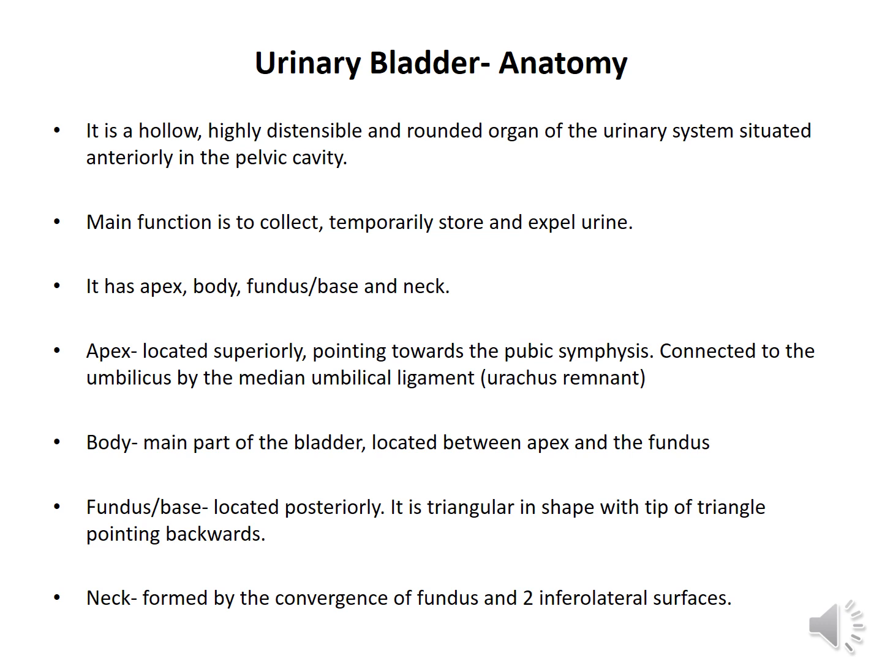It is connected to the umbilicus by median umbilical ligament, the remnant of which is called urachus, and it has body, which is the main part of the bladder. It is located between the apex and the fundus. The fundus is located posteriorly. It is triangular in shape with tip of the triangle pointing backwards. And the urinary bladder also has a neck which is formed by the convergence of fundus and two inferolateral surfaces.